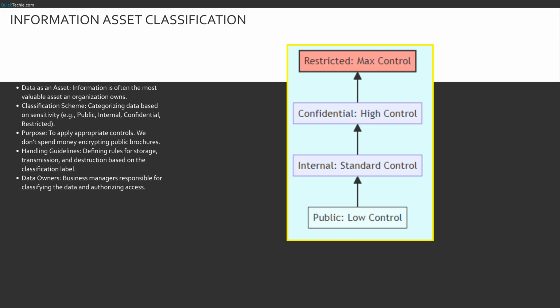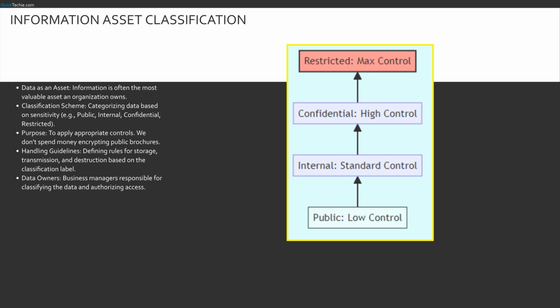We must also manage the data itself. Information asset classification is the process of labeling data based on its value and sensitivity. Common labels are public, internal, confidential, and restricted. Why do we do this? Because security is expensive. We shouldn't waste resources encrypting the cafeteria menu, public data, but we must encrypt credit card numbers, restricted data. Once classified, we apply handling guidelines, rules for how to store and send that data. The data owner, usually a business manager, is responsible for deciding which label applies to their data.